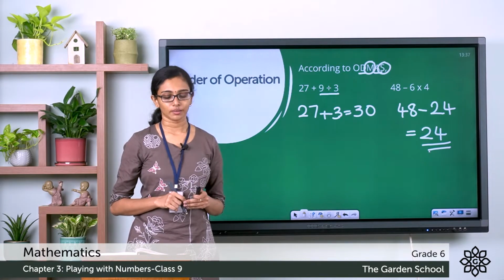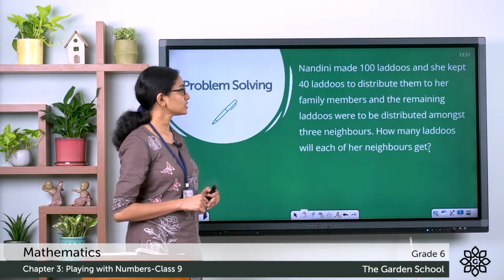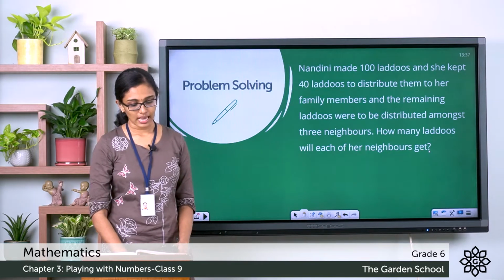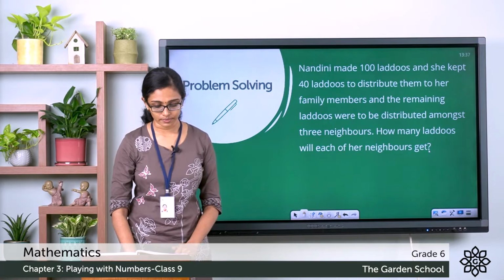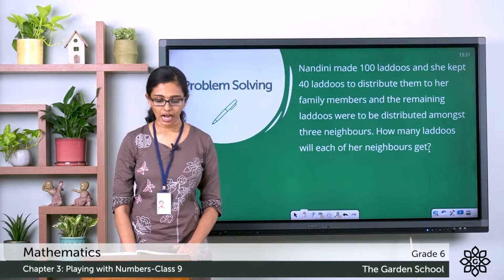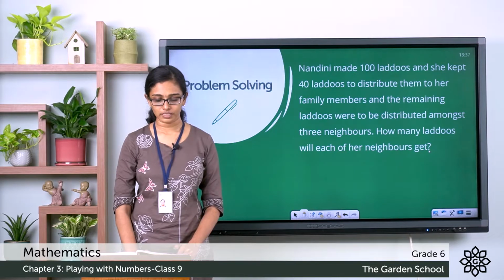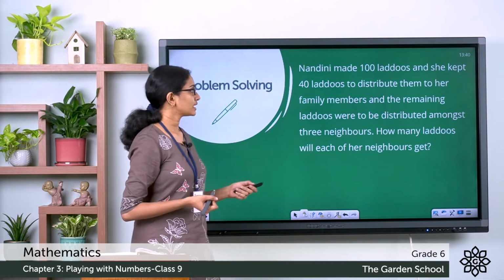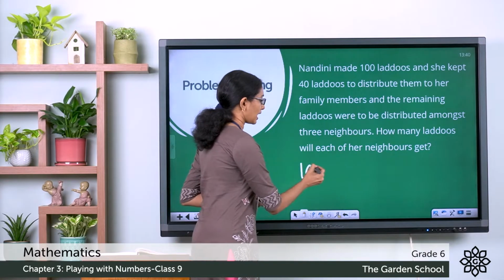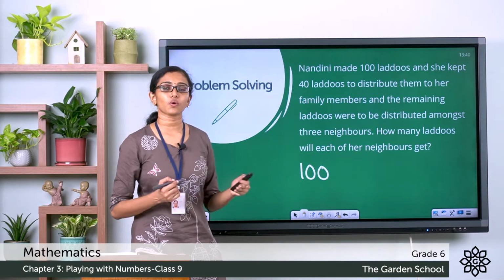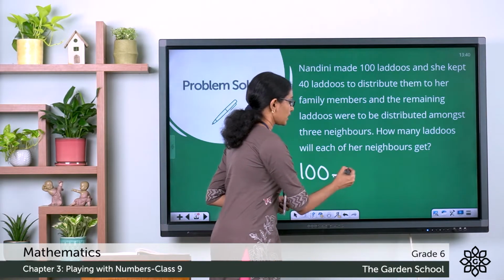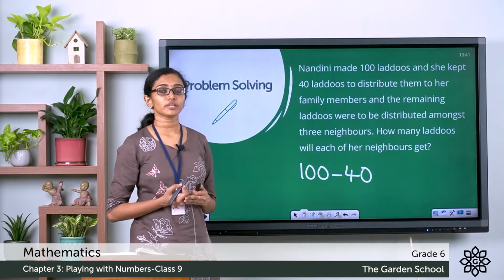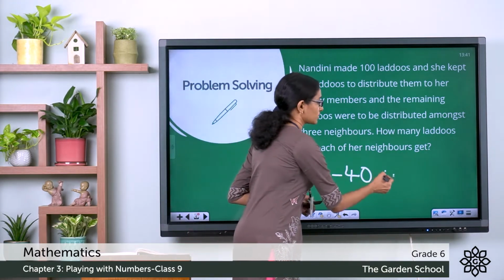Now we will see a different example. Nandini made 100 laddus and she kept 40 laddus to distribute to her family members, and the remaining laddus were to be distributed amongst 3 neighbors. How many laddus will each of her neighbors get? So what is being mentioned in the question? Nandini first made 100 laddus and then she kept 40 laddus for her family. So that would be 100 minus 40. Now from what was remaining, she distributed the laddus to 3 of her neighbors.